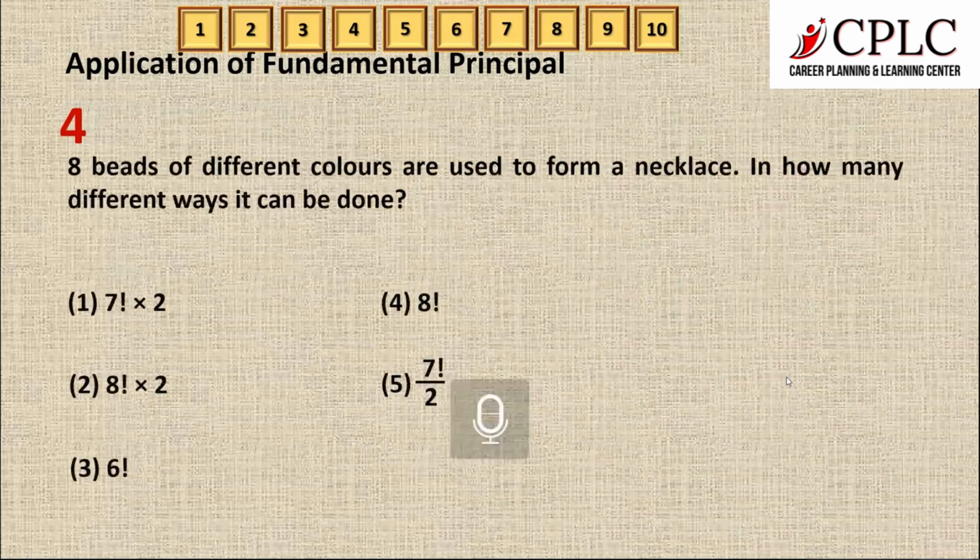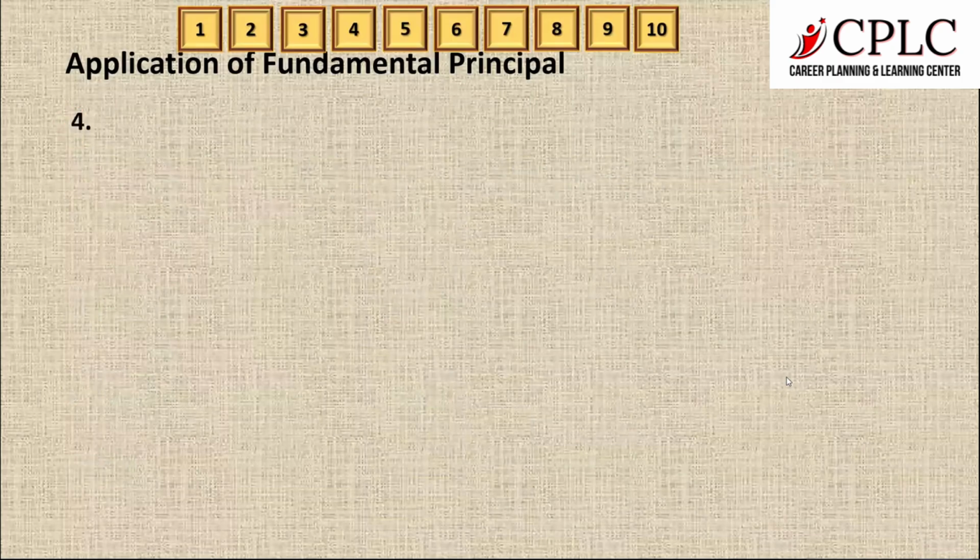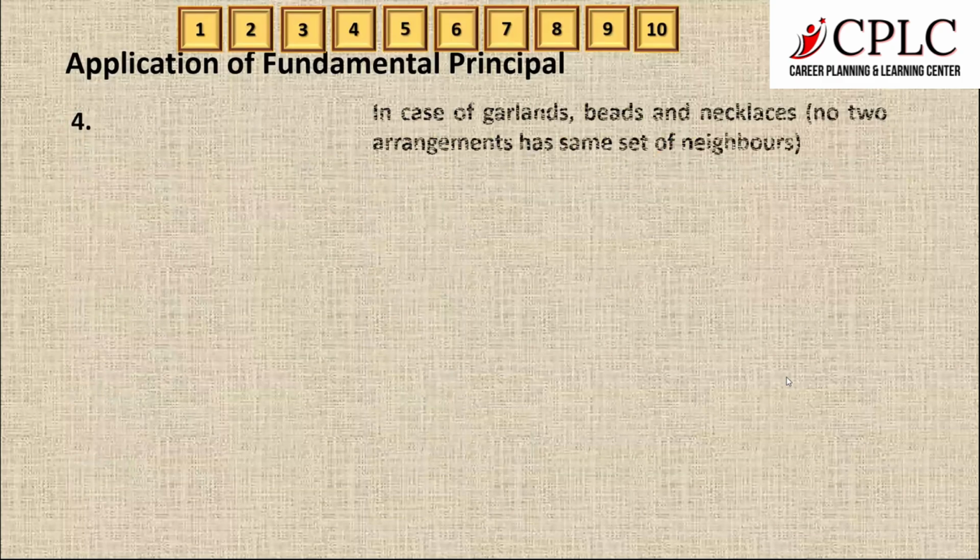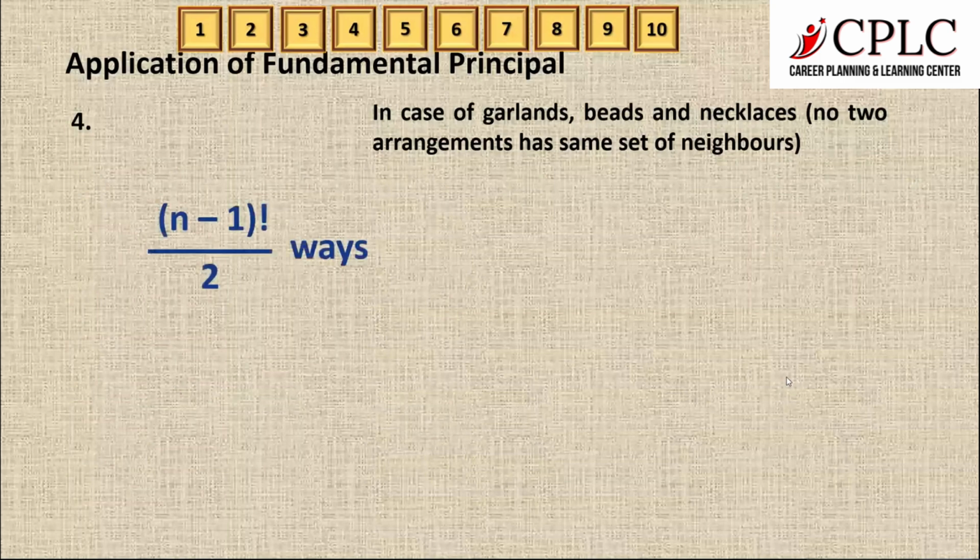Next question says, 8 beads of different colors are used to form a necklace. In how many different ways can it be done? In case of garlands, beads, and necklaces, no two arrangements have the same set of names. So the formula for such type of questions is always going to be (n minus 1) factorial upon 2 ways.